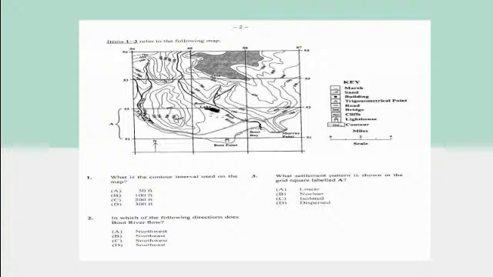What is the contour interval used on the map? So we see contour interval a whole lot on the past papers. Interval is basically talking about the measurement in between or the number in between. So on this map, we are seeing 100, 200, 300, 400, 500.